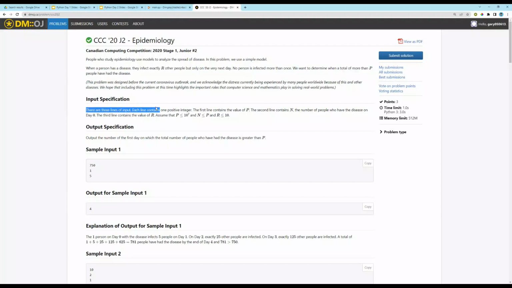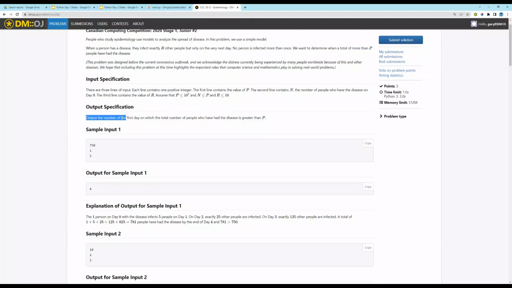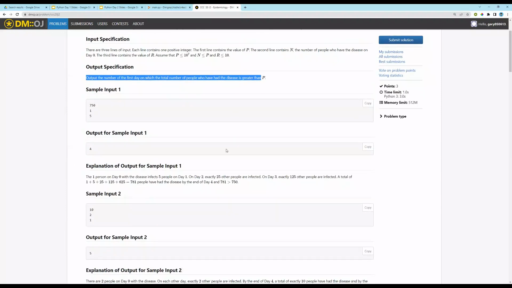There are 3 lines of input. Each line contains one positive number. The first line contains the value of P, which is what we want to test whether the total is more than. The second line contains N, the number of people who have the disease on day 0. The third line contains the value of R, which is how many other people each person will infect on the next day. Output the first day on which the total number of people who have had the disease is greater than P.